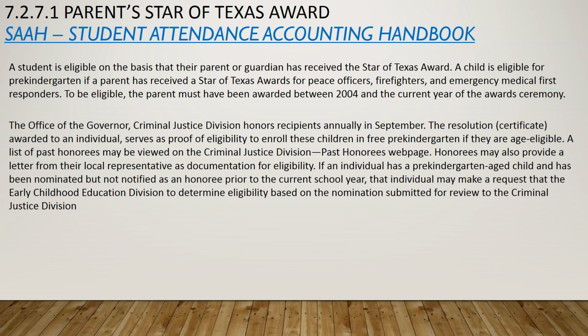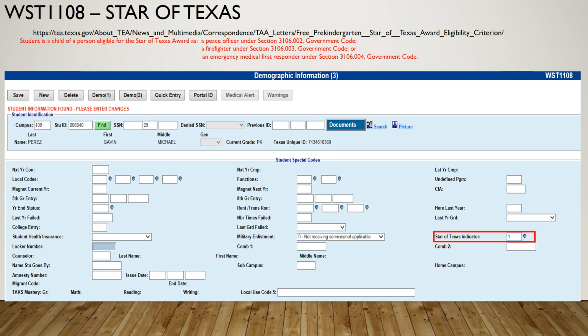Next screen is information on Parents Star of Texas Award. Again, at your convenience, please review this information. If the student qualifies for pre-K services under Star of Texas, this information will be coded on WST 1108 under the Star of Texas indicator as a 1. Student is a child of a person eligible for the Star of Texas Award as a peace officer, a firefighter, or emergency medical first responder.